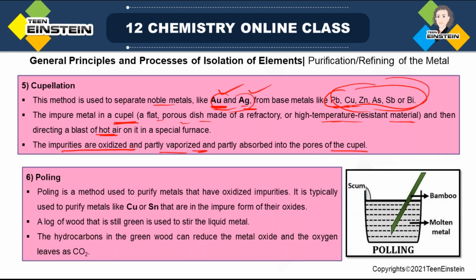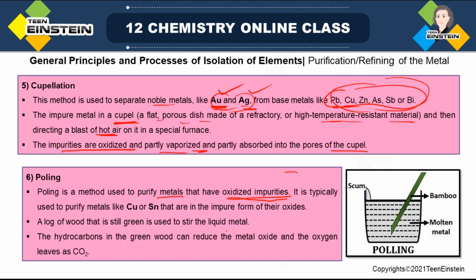Number 6 method, poling. Poling is a method which is used to purify metals that have oxidized impurities. So see, as we mentioned when we started different processes of purification, different processes are basically based on the nature of impurities as well as the nature of metals. So you can see when your impurities are already oxidized in nature, then only you can use this method.